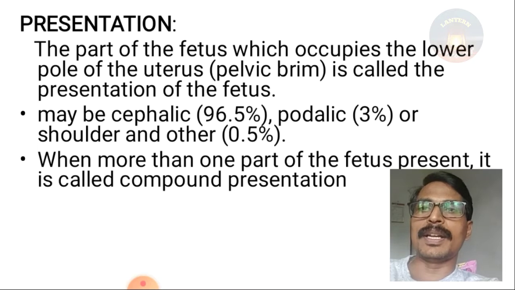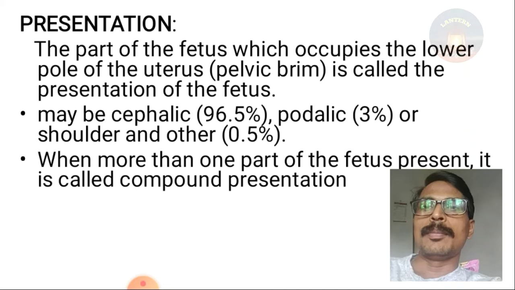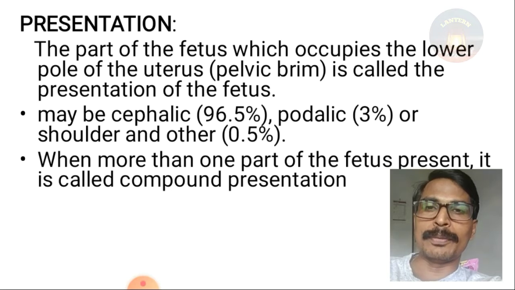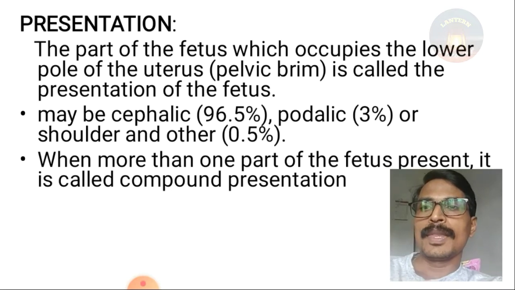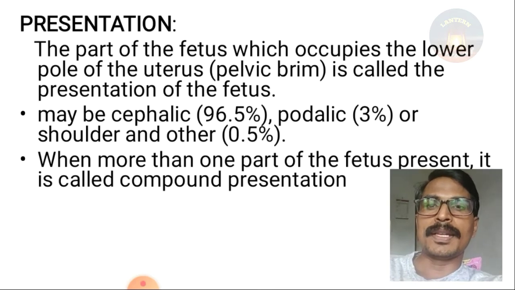96.5% are cephalic presentation, and only 3% is podalic or breech presentation, and shoulder and other presentations are 0.5%. Sometimes more than one fetal part is present, and it is called compound presentation. So when more than one fetal part is presented, that is called compound presentation.